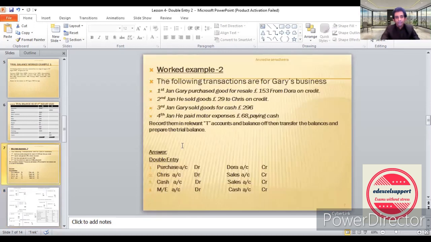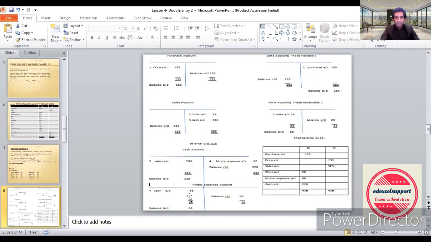Fourth one is he paid motor expenses by cash, 68 pounds. So motor expense account debit, cash account credit 68. So we go to motor expenses account, debit 68. The date is 4th, and the relevant other account is cash account. If you go to cash account, it is credit 68, right here, motor expense account. So now we have finished recording the transaction entries in the T accounts.